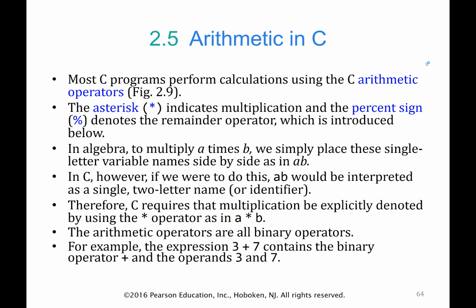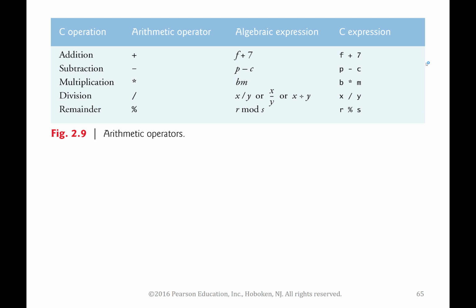So you have to have the asterisk sign between the two. You can't just simply say AB like you would in an algebraic formula, because that would treat AB as a new variable. And remember that spaces are ignored, so even if I have A space B, the compiler eliminates the space. So it's going to just see AB and treat it as a variable right there. So the plus right there.